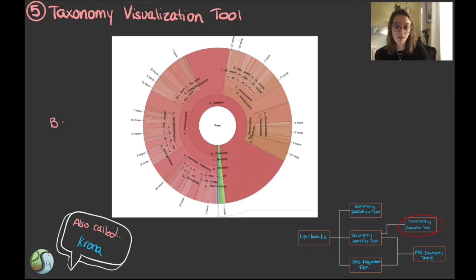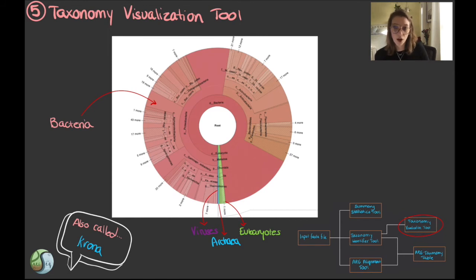On Galaxy, this is a very interactive tool, though you'll only use a screenshot likely in any final project you complete for this short course. On the Galaxy website, you have the ability to explore the percent abundances of each kingdom, phylum, class, order, family, genus, and species in your samples as you click through this chart.